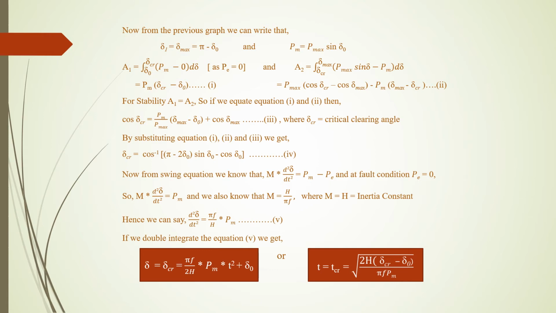Now at fault condition P equals 0, so we can write M d²δ/dt² equals Pm, and we also know that M equals H by πf, where H is the inertia constant. Hence we can say d²δ/dt² equals πf by H into Pm. If we double integrate the equation we will get δ equals δ_CR, which is the critical clearing angle, equals πf by 2H into Pm into t² plus δ0, whereas t equals t_CR, the critical clearing time, equals root under 2H into (δ_CR minus δ0) whole divided by π into f into Pm.